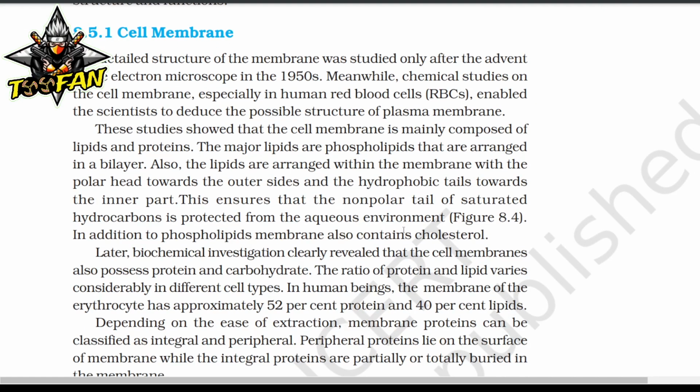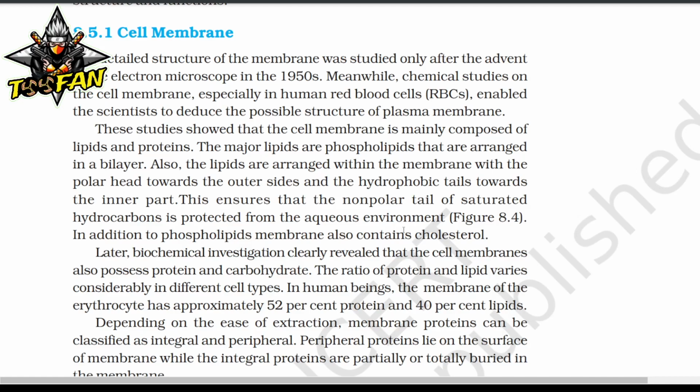Cell membrane. The detailed structure of the membrane was studied only after the advent of the electron microscope in the 1950s. Meanwhile, chemical studies on the cell membrane, especially in human red blood cells, enabled scientists to deduce the possible structure of the plasma membrane. These studies showed that the cell membrane is mainly composed of lipids and proteins. The major lipids are phospholipids that are arranged in a bilayer.